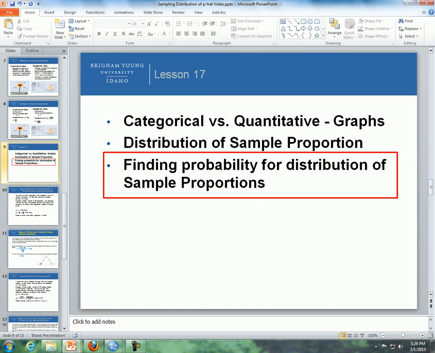Okay. So I'm going to stop the recording, and in part 2 we're going to cover finding probability for distributions of sample proportions.